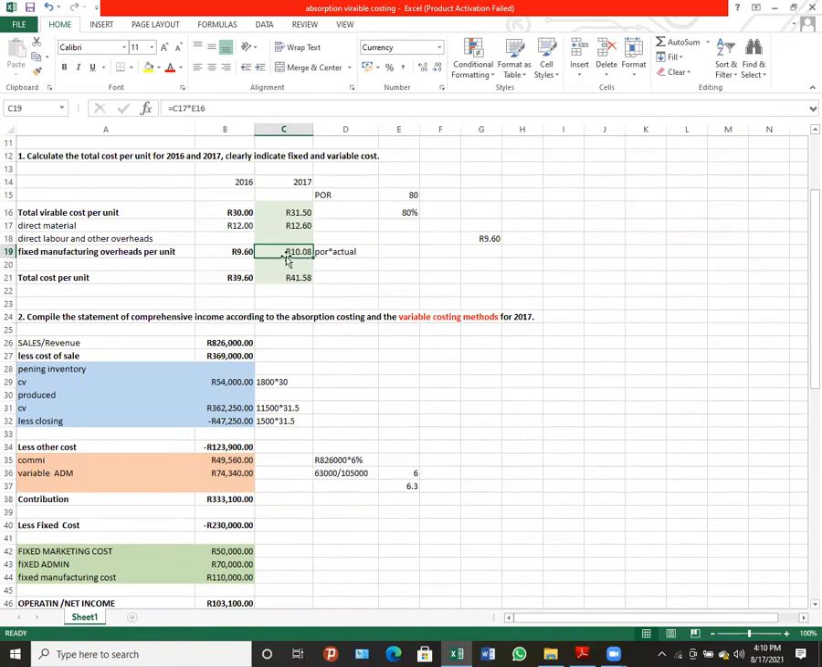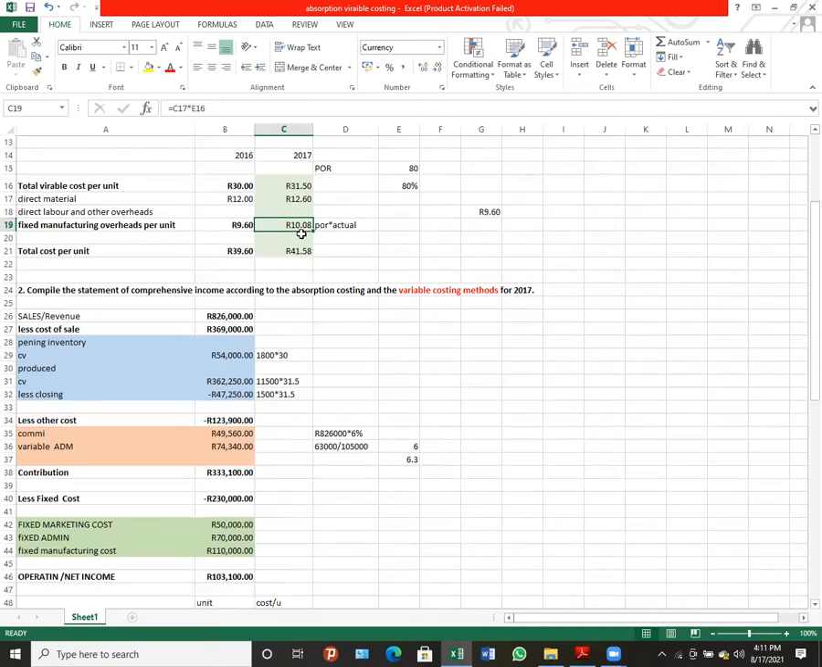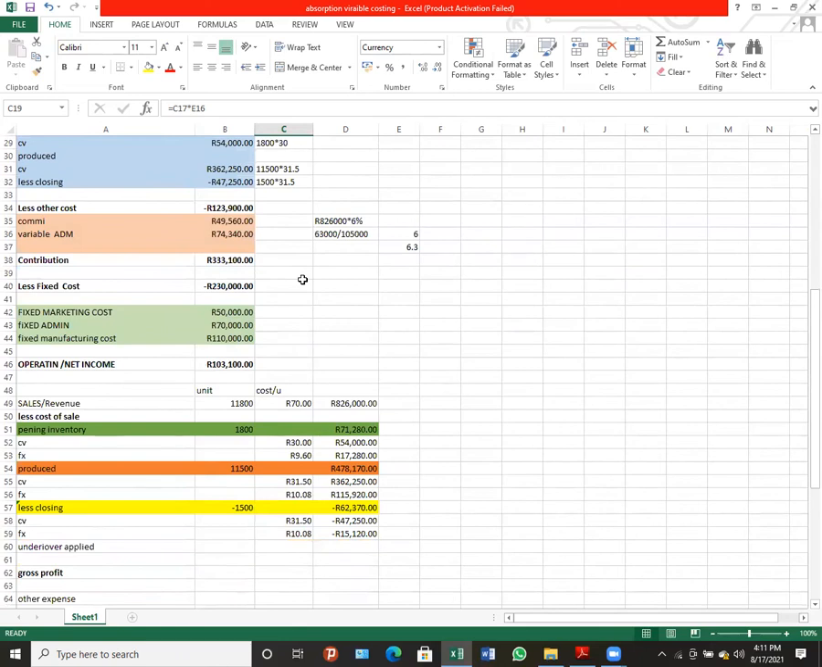To get our fixed, it was applied, ne? It's based on the applied of direct material, guys. To get this one, this is the actual one, and this one is the POR. 12.60 times POR, we get the applied, ne? And then to get 115,920, this one is the total applied, guys. This one is our total applied, ne?